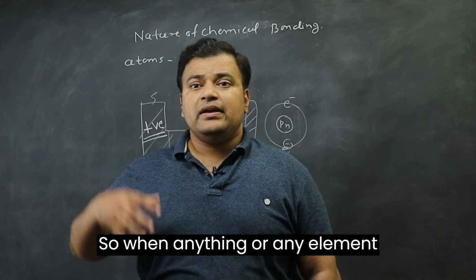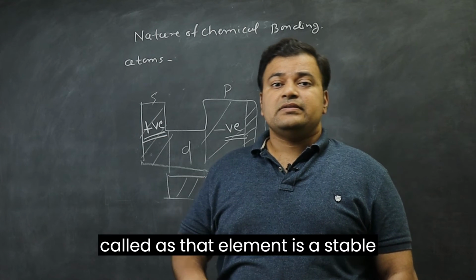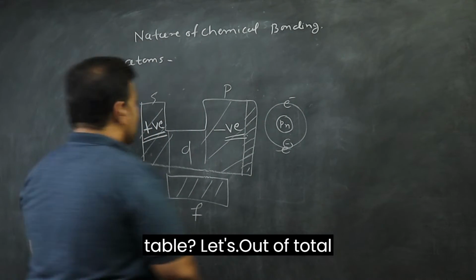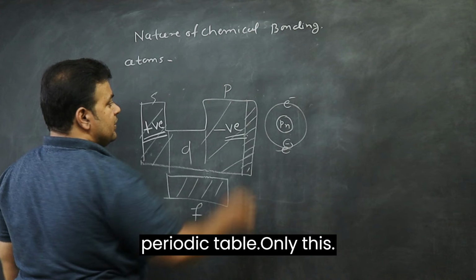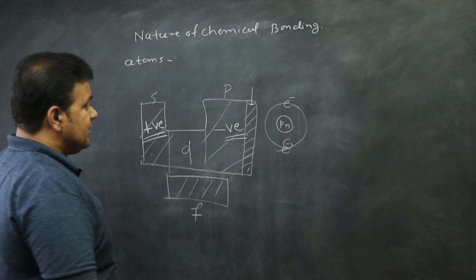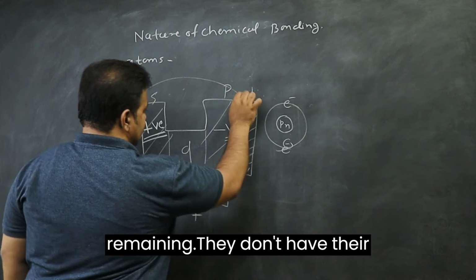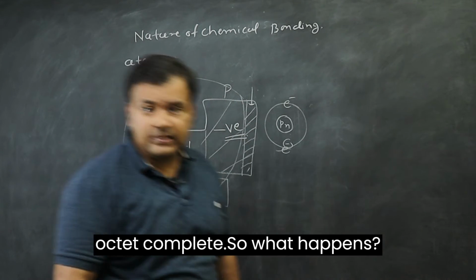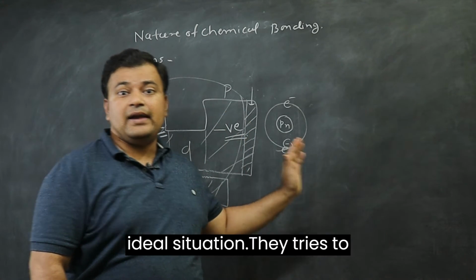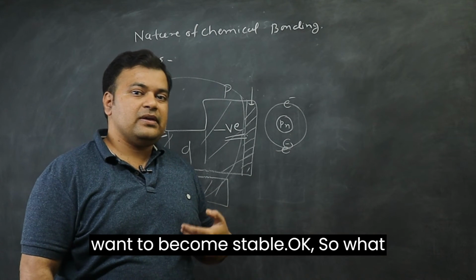Okay. So when any element completes its octet, then we may call that element a stable element. But what happens with the periodic table? Let's see. Out of the total periodic table, only these noble gases have the octet complete, and all other elements remaining, they don't have their octet complete. So for all elements, noble gas is like an ideal situation. They try to copy that because they also want to become stable.